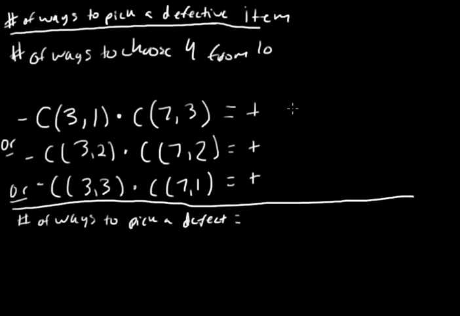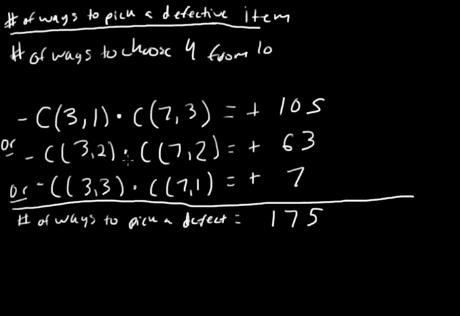Okay, anyway, we know that 3 choose 1 times 7 choose 3 is 105. 3 choose 2 times 7 choose 2 is 63. And 3 choose 3 times 7 choose 1 is just going to be 7, and that's going to give us a total of 175 ways. And that's the number of ways to pick a defective item. That's 175.